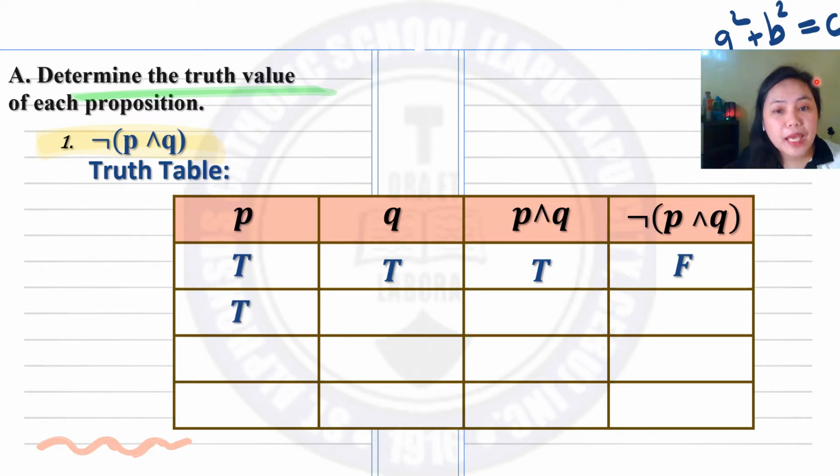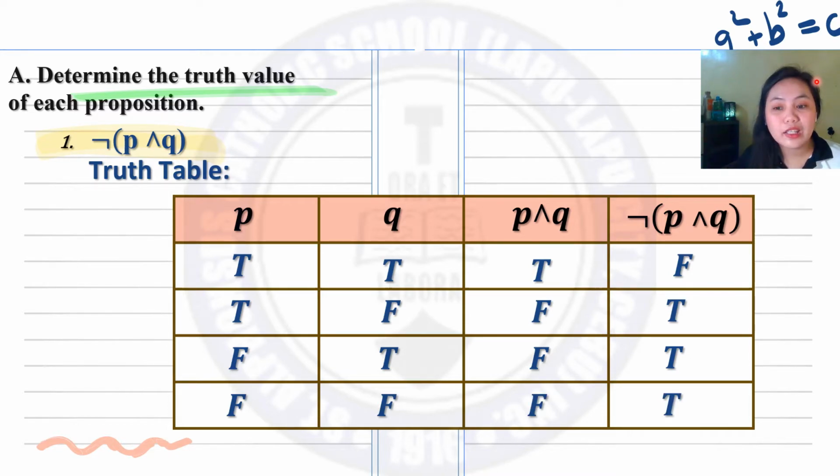Next, if P is true and Q is false, P and Q is false. The negation of false is true. Next, if P is false and Q is true, P and Q is false, and the negation of false is true. And lastly, if P is false and Q is false, P and Q is false, and the negation of false is true.